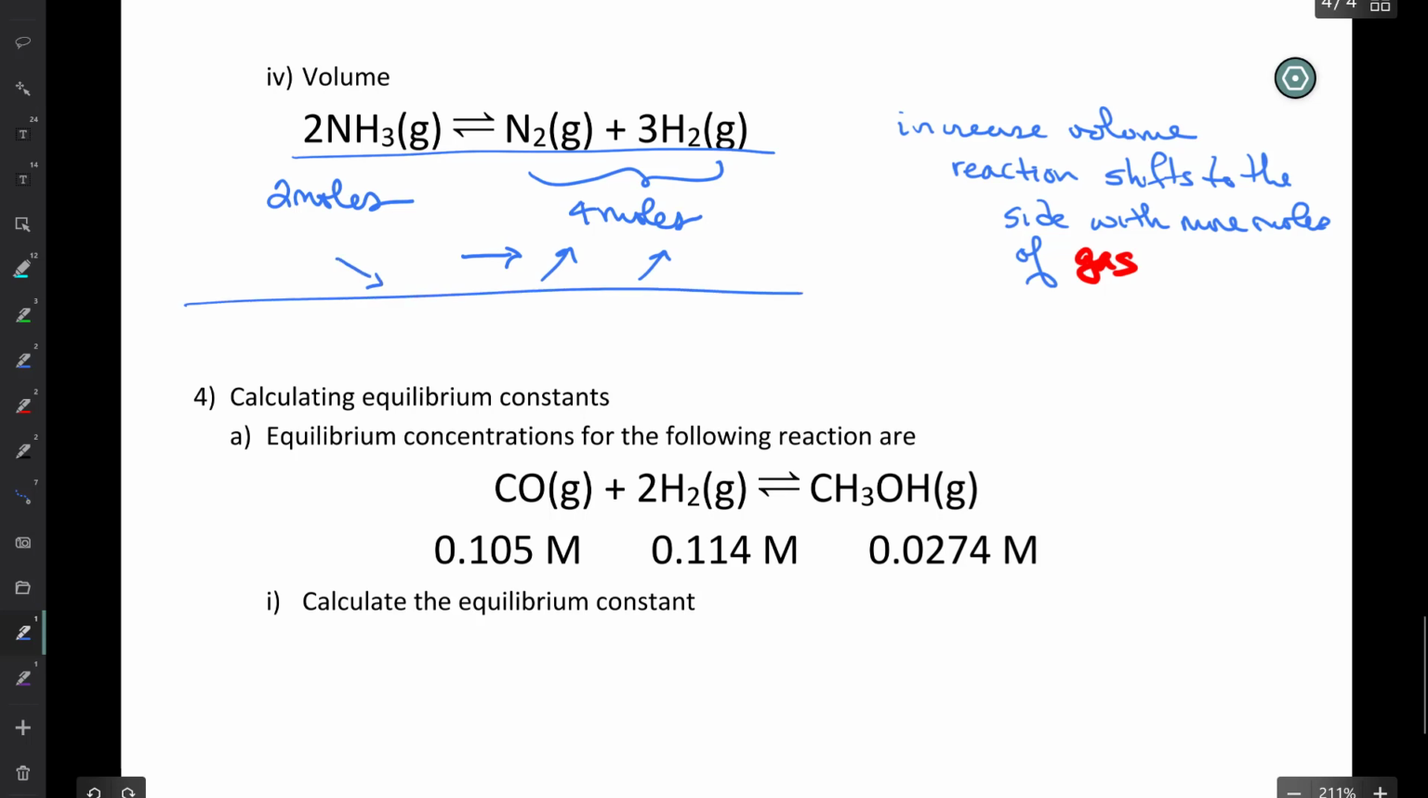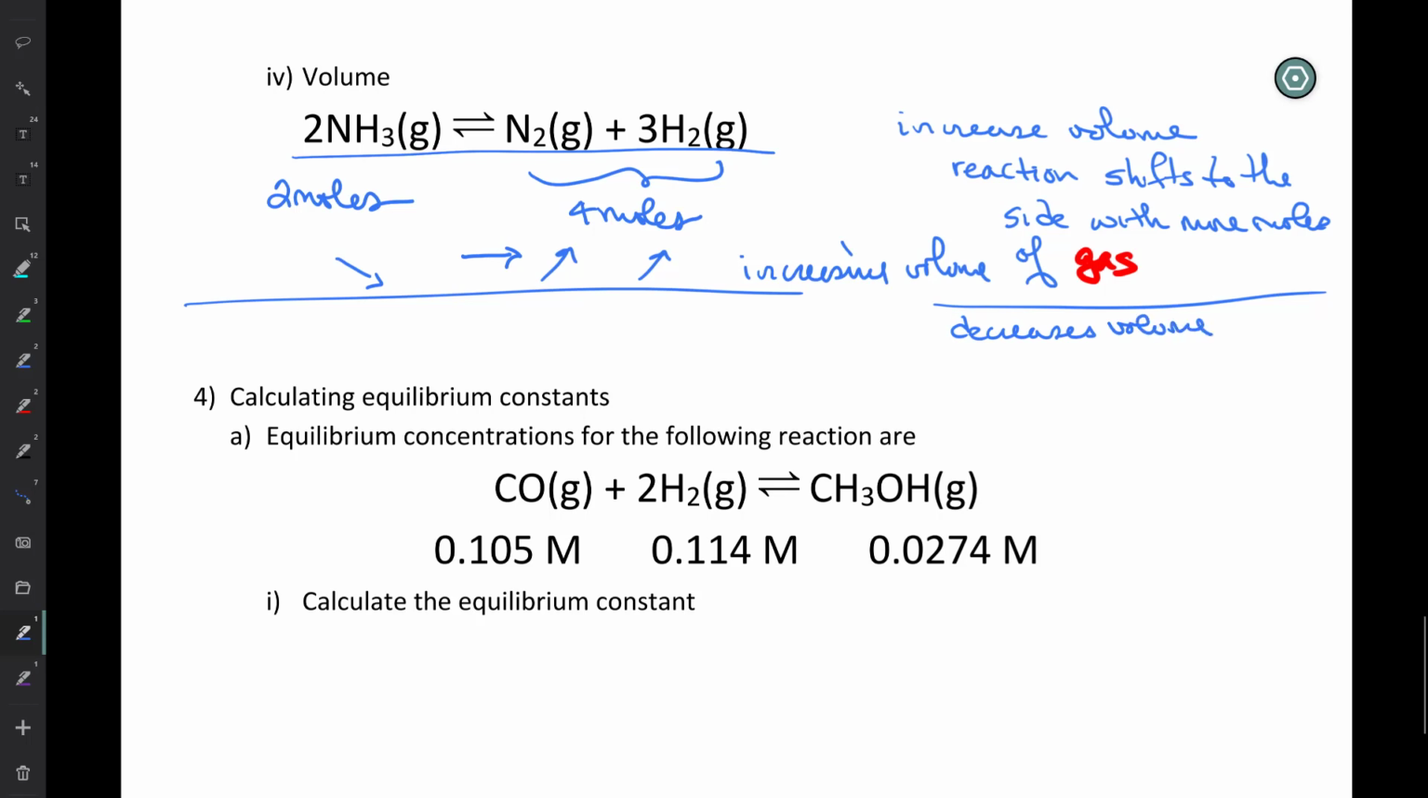On the other hand, so this is increasing volume. The opposite is consistent with what we just wrote. If I decrease the volume, then what happens is it shifts to the side with fewer moles. So I'll abbreviate that, shifts to fewer moles. Okay, so that means it'll shift in this direction. This is decreasing volume. That means this NH3 will go up, N2 will go down, and H2 will also go down.